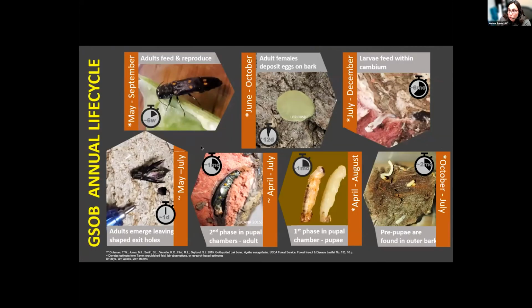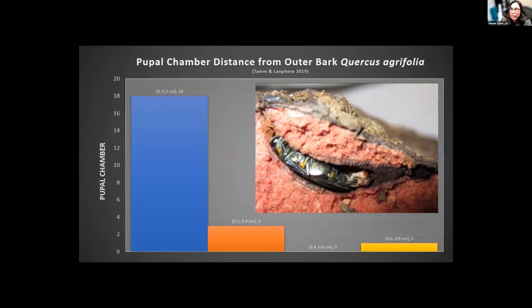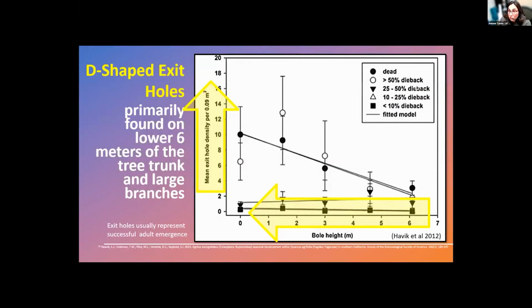GSOB has an annual life cycle, and we're going to use this life cycle to target an integrated pest management approach to target GSOB when it's most vulnerable, directly under the outer bark. The average pupal chamber is directly underneath the outer bark, 0 to 0.2 centimeters below, and this is the region that's most affected during a fire. This chart shows that D-shaped exit holes are primarily found on the lower 6 meters of the tree, with the density increasing the nearer to the ground the tree stem is.